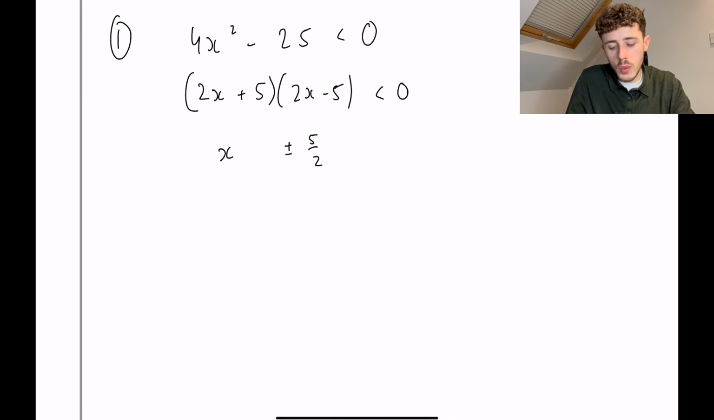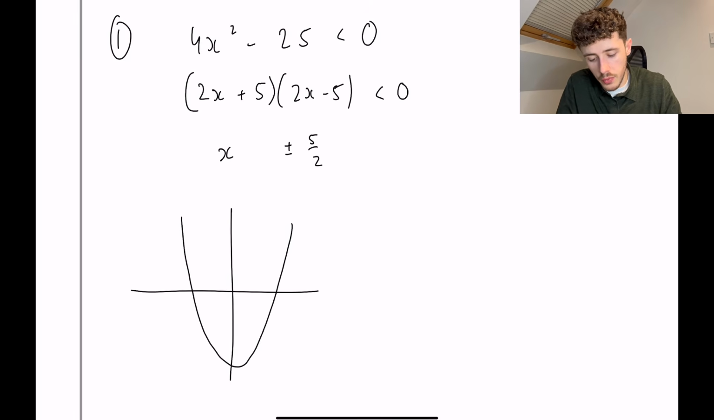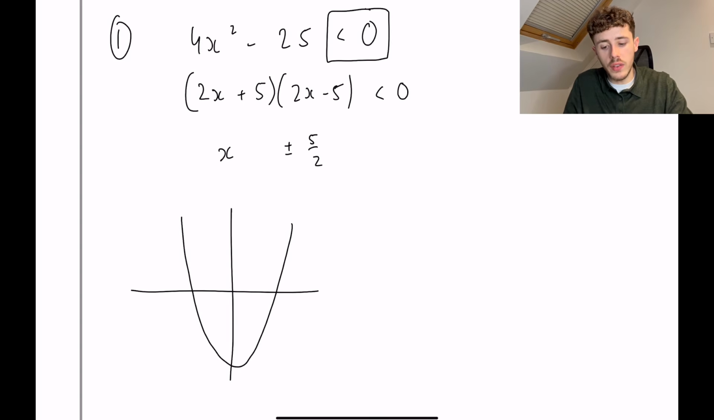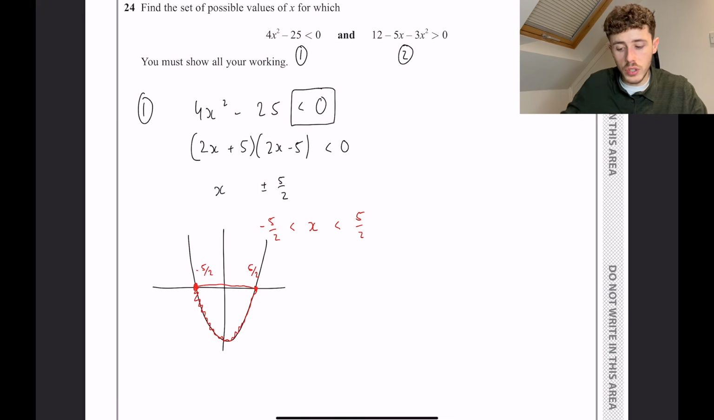So the graph of 4x squared minus 25 is going to be a positive quadratic that has been shifted down 25 spaces. So it's going to look something like this. We're interested where that graph is less than 0, so below the x-axis. So that is going to occur in this area down here where the red squiggly line is. So we want to actually refer to the x values on that red line that I've just drawn across the x-axis. This will be your minus 5 over 2. This will be your positive 5 over 2. So we're interested in x being less than 5 over 2, but greater than minus 5 over 2. And that is how we solve it for the first one.